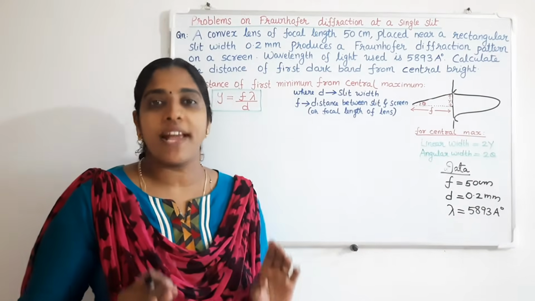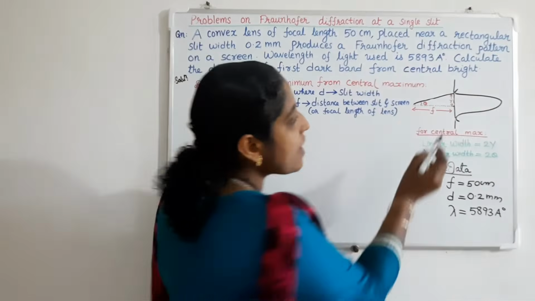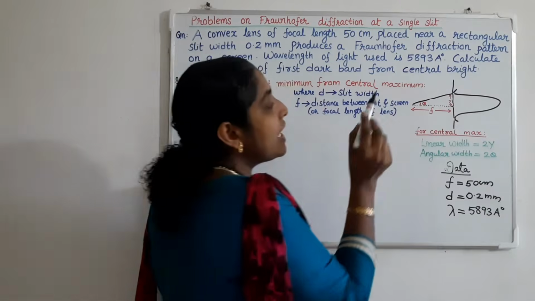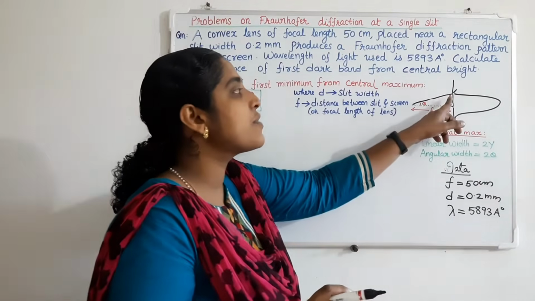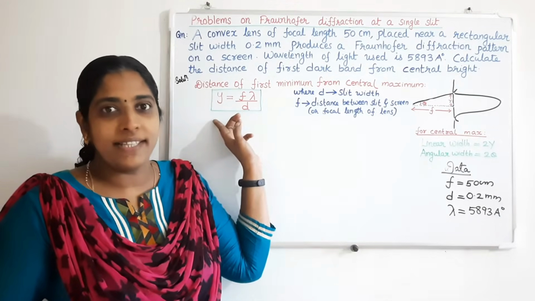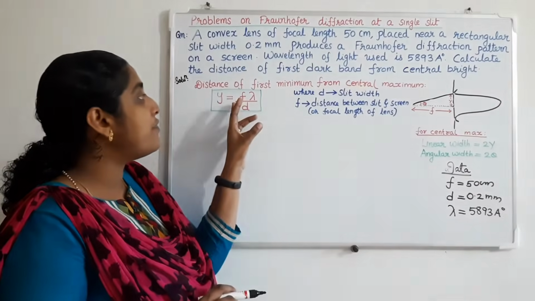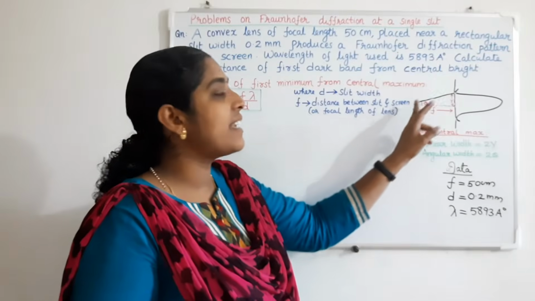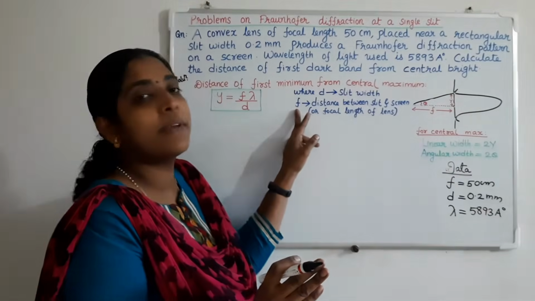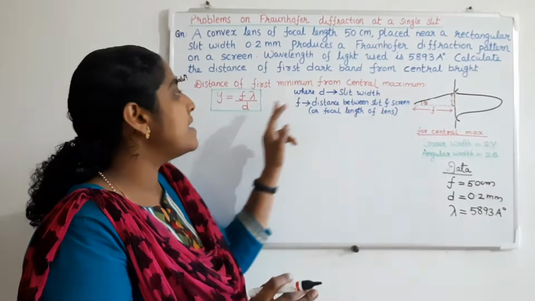In the single slit diffraction pattern, we are getting a central bright band. Then the distance of this first minimum from the central bright we can indicate as y. The expression for this distance is y is equal to f lambda by d, as we have seen in the theory in the last video, where y is the distance of first minimum from central maximum, and f is the distance between the slit and the screen. If the lens is close to the slit or the screen is at a far distance, we can approximate this f as the focal length of the lens. Lambda is the wavelength of light used, and d is the slit width.